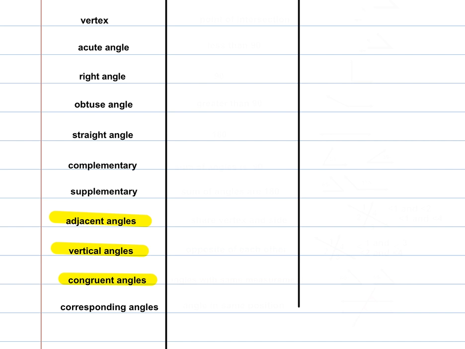Adjacent. Adjacent means next to. Okay? They share a vertex and a side, but I do also want you to write the words next to. They are next to each other. I'm sorry about my writing on here. So here's a picture. I do two intersecting lines and I'm telling you 1 and 2 are adjacent. 1 and 4 are adjacent.